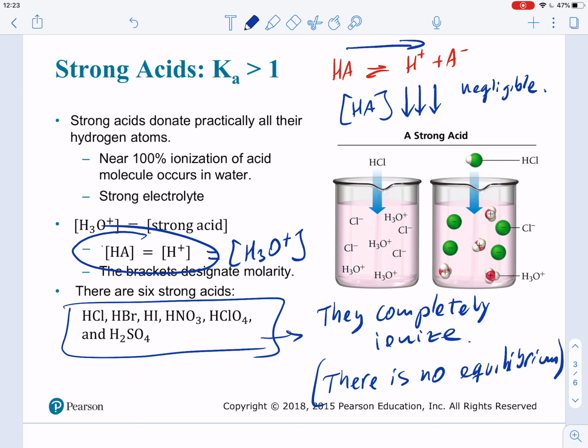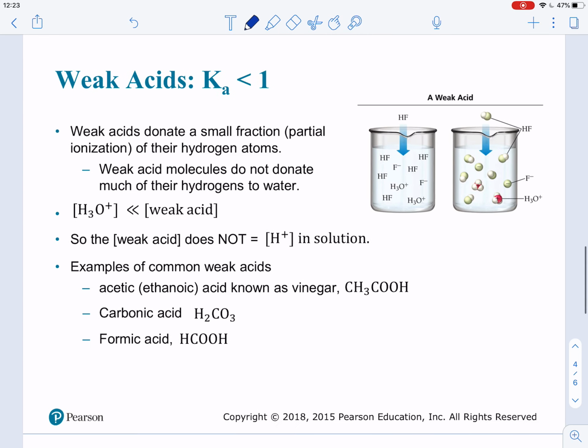Okay, now that case is different when you have weak acids. If the equilibrium constant, if the acidity constant is really small, then we go back here. Then what that means is that the equilibrium is favoring the reactants. So the concentration of reactants is much larger than the concentration of the products.